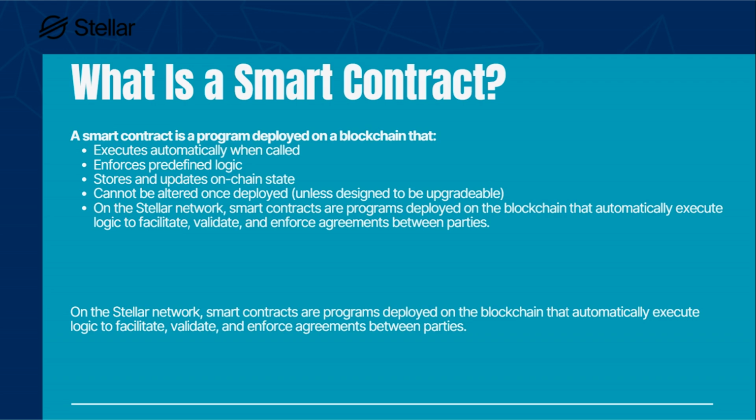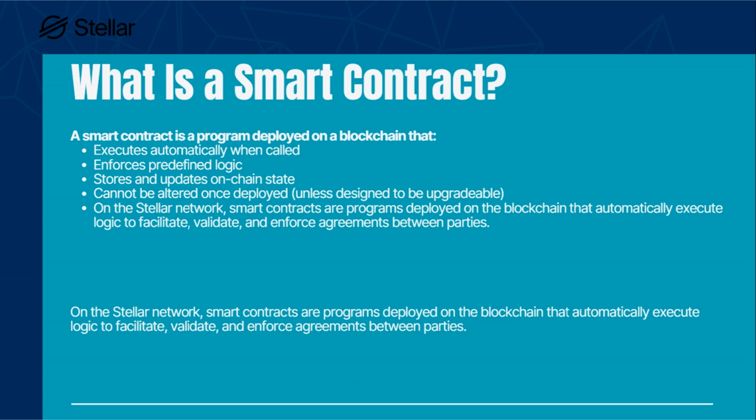Let me give you a real-world analogy. Imagine a decentralized insurance contract. When someone files a claim, the smart contract automatically checks the conditions. Is the claim within the coverage period? Does it meet the criteria? If yes, it processes the payout immediately without requiring human approval or processing time.